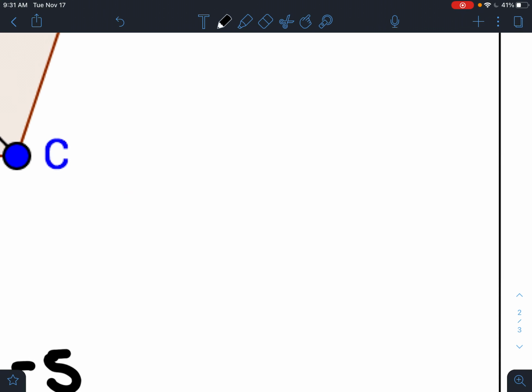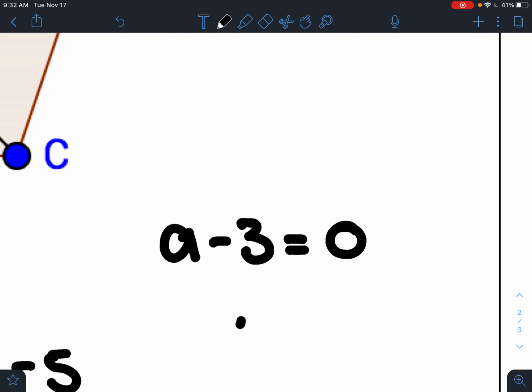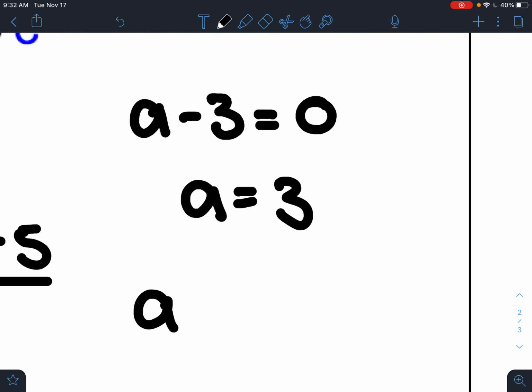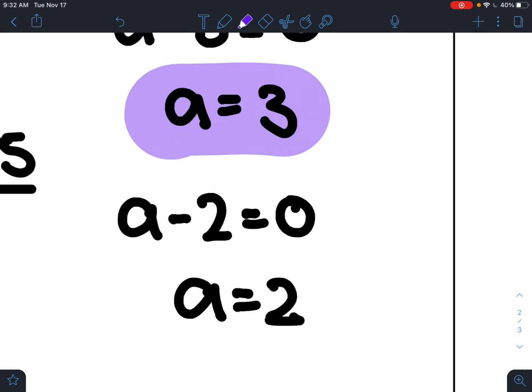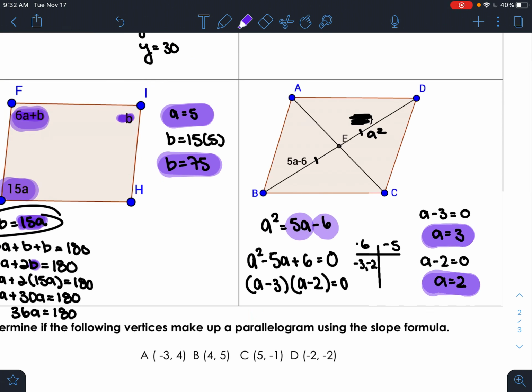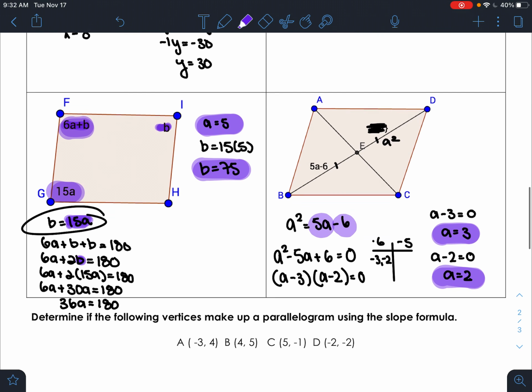From there, you're going to individually set a minus 3 equal to 0, which means that a is equal to 3. And then you're going to set a minus 2 equal to 0, which means that a is equal to 2. Those two answers are your final answer. So you get a is equal to 3 and a is equal to 2.